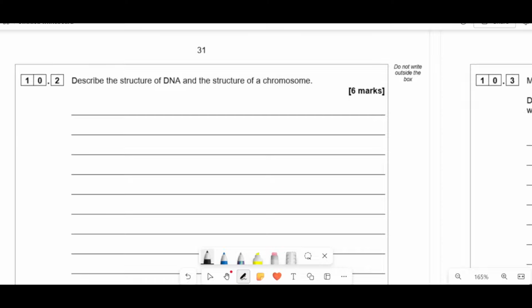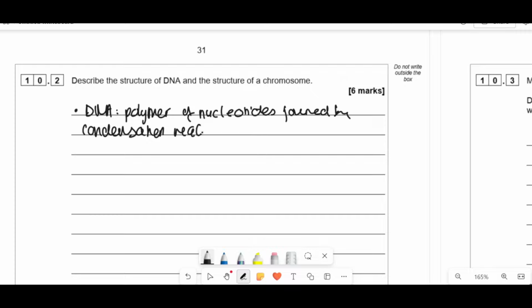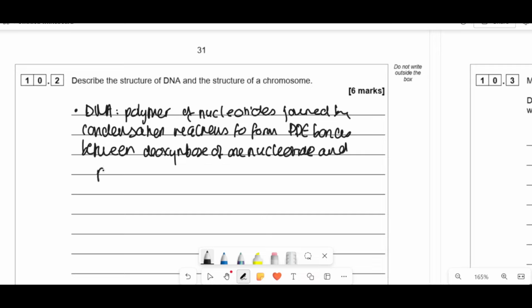Like again, DNA is made up of lots of nucleotides joined together, which is a polymer, a polynucleotide. Do it from the ground up. So if we're talking about DNA, it's a polymer of nucleotides. That's what they are, joined by condensation reactions to form, I'm going to write PDE, but you write the whole thing, phosphodiester bonds. You can't just say where, you need to say between what. So between the deoxyribose of one nucleotide and the phosphate of another, right? So there's that immediately. That's finessed me like 3 marks.